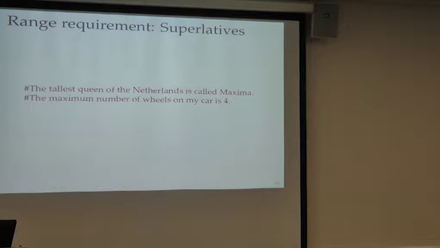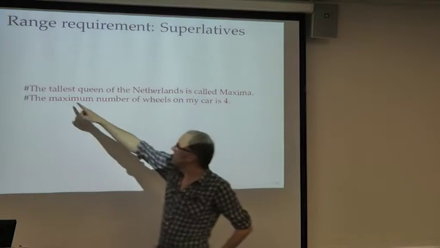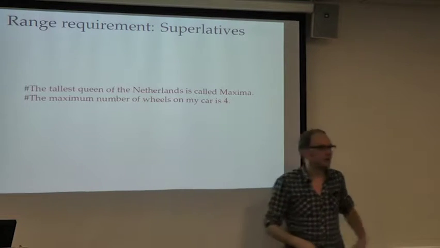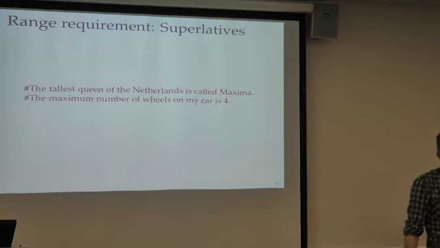This is a strange sentence because we only have one queen, and she's not just the tallest queen, she's also the shortest queen, right? She's the only queen. So this is very strange. Why would you call her the tallest queen? So what this means is that we can't use an adjective in superlative form to talk about things that are only one, right? So you need a range of things, and then you need to pick out the tallest.